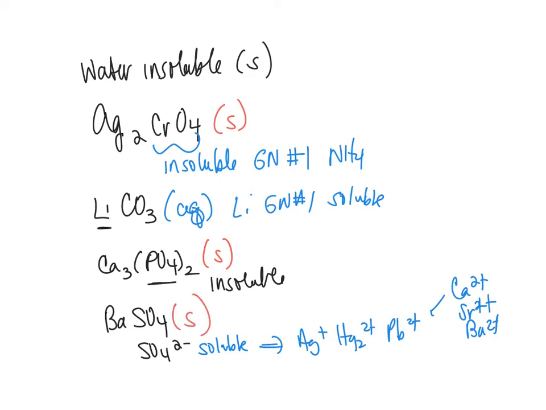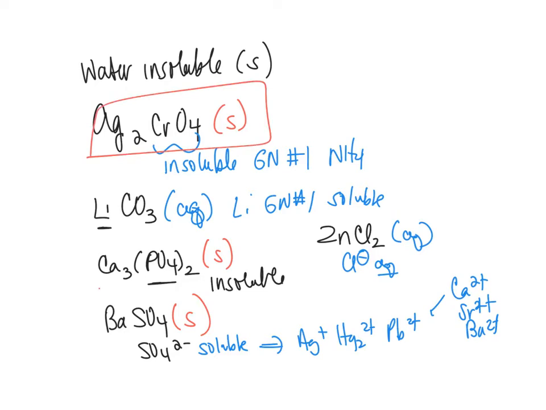And then we have zinc chloride, and we know that chloride is typically aqueous, soluble, unless it's with group 1, and zinc is not group 1, so that would be aqueous. So the question is, which of the following are water insoluble? And those are our answers. All right, so let's go to the next one.